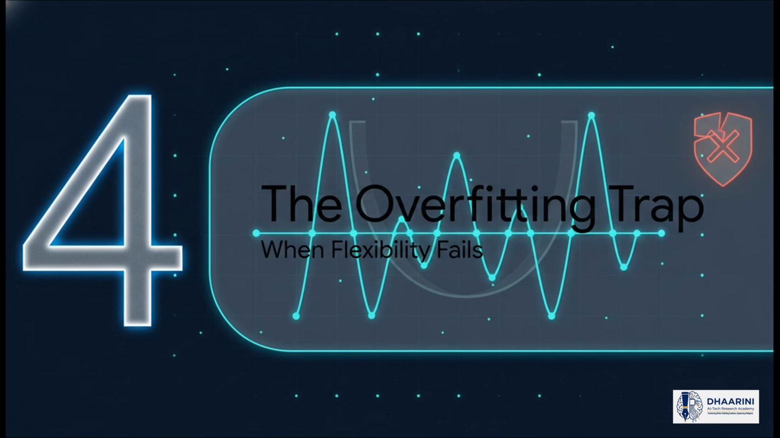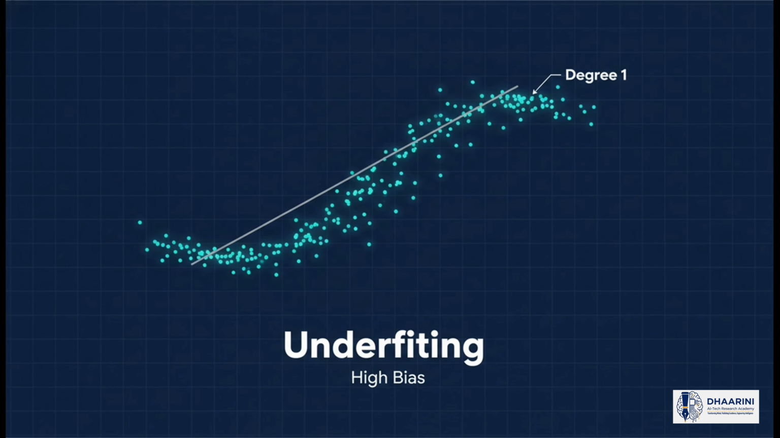But of course, with all this incredible new power comes a big risk. It's really easy to go too far and make the model way too complex. And that, my friends, is the classic overfitting trap. So let's look at the two extremes. On one end, if we just use a degree of 1, well, that's just a straight line.